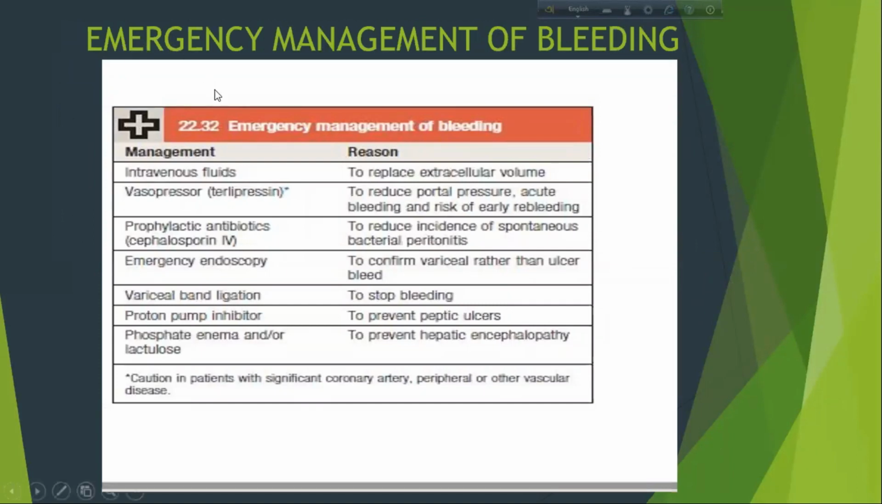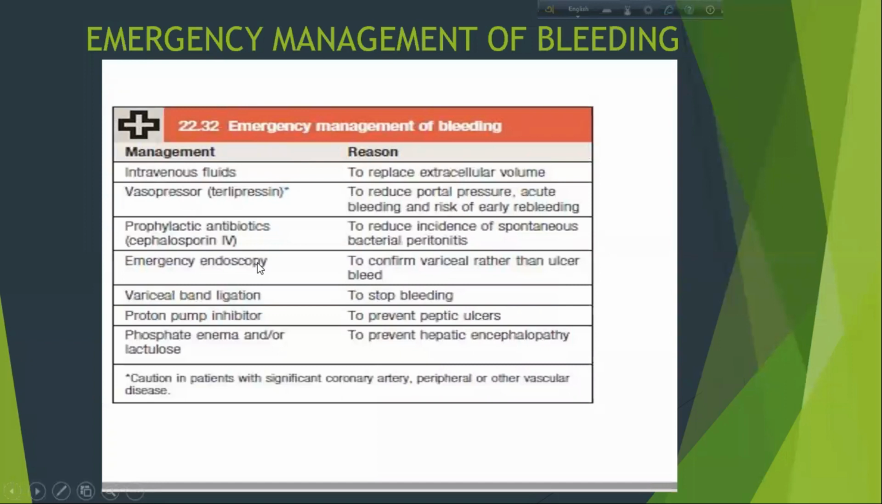In case of emergency management of bleeding, we can do firstly intravenous fluid to replace extracellular volume, then vasopressor, terlipressin, to reduce portal pressure, acute bleeding, and risk of early rebleeding. Then prophylactic antibiotics, cephalosporin IV, to reduce incidence of spontaneous bacterial peritonitis.